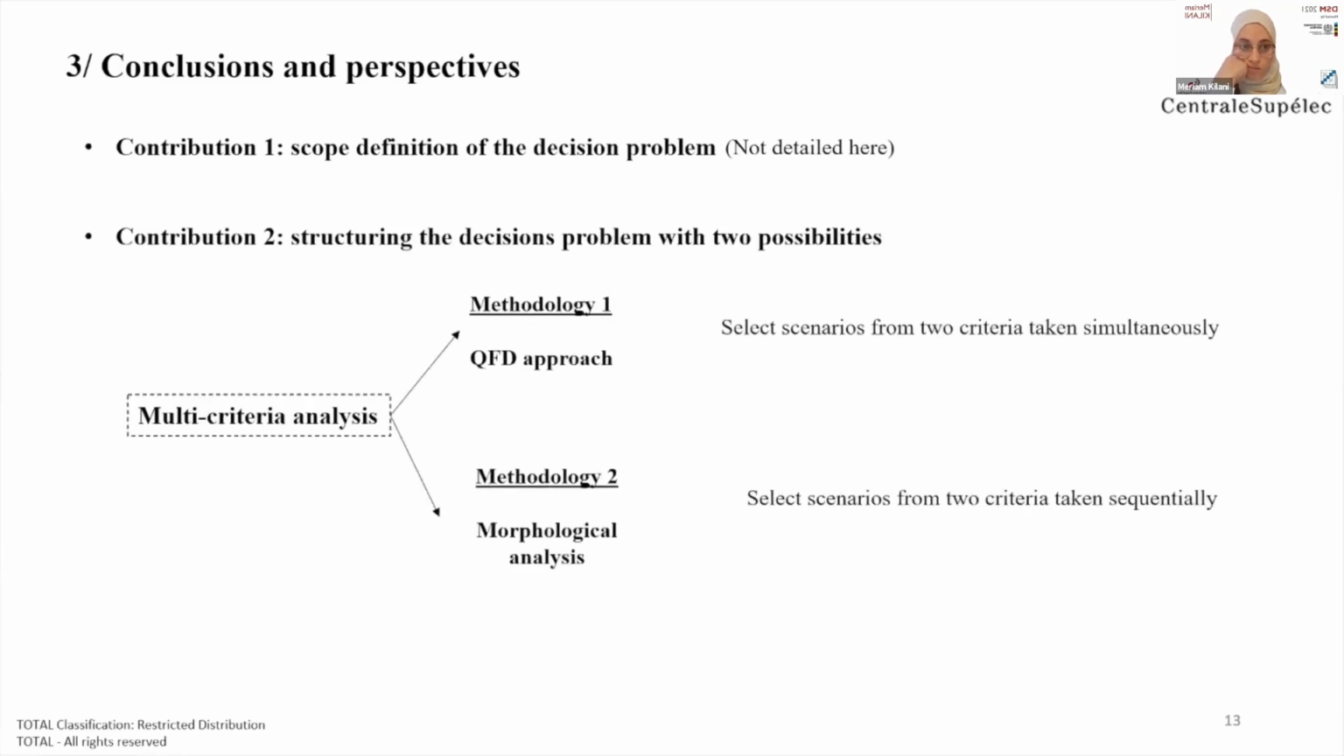concerns the modeling and structuring part of the problem. It consists in offering the choice in the structuration of the problem whether to select the scenarios from 2 criteria taken simultaneously or 2 criteria taken sequentially. So, to choose finally between making a 1-step or a 2-step choice.